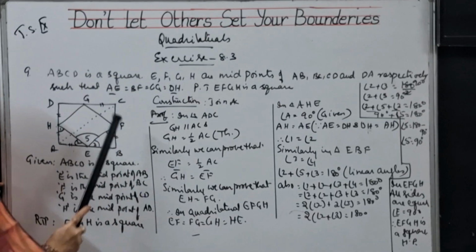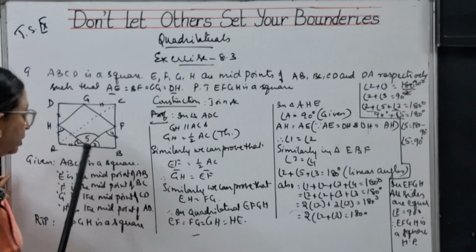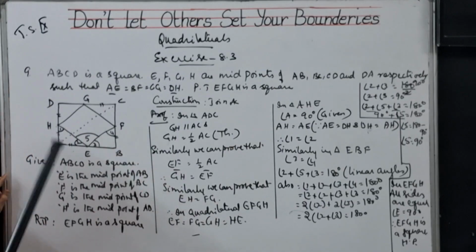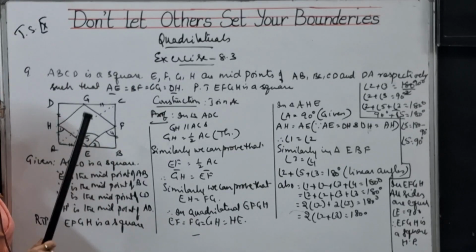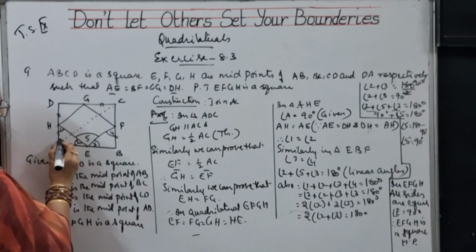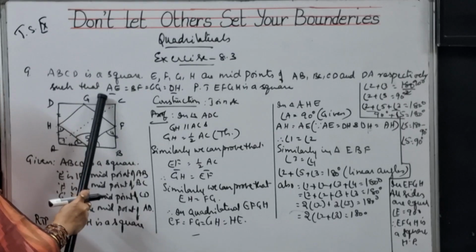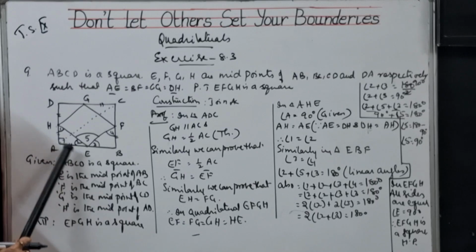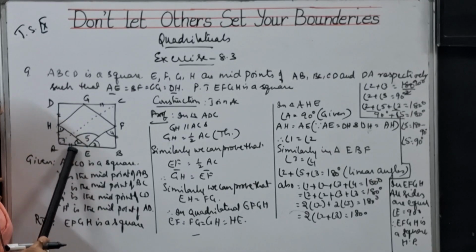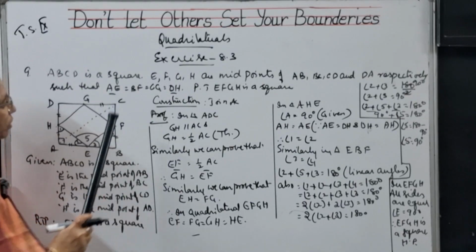We have proved that if all the four sides are equal, it might be a rhombus or it might be a square. If you want to prove that it is a square, we have to prove that any one of the angles is 90 degrees. So I have taken triangle AHE. See, angle A is 90 degrees because it is a square, and AE is equal to AH. Why? Because AE is EF, EF is CG, CG is DH, but DH is equal to AH. So these two are equal. So when these two are equal, what we can say? Angle 1 is equal to angle 2. Similarly, angle 3 is equal to angle 4.